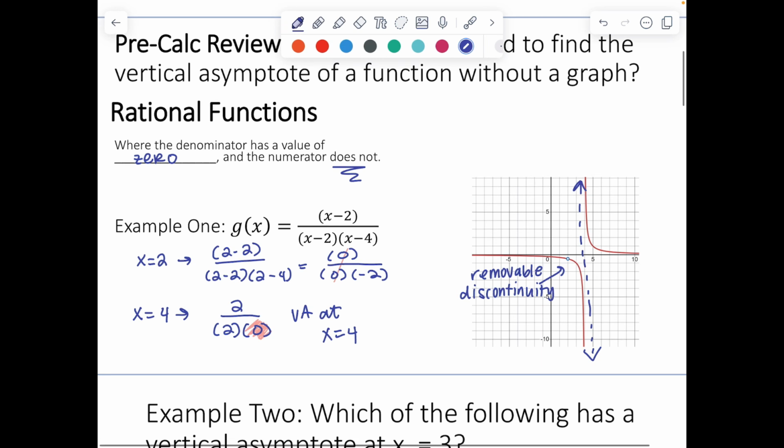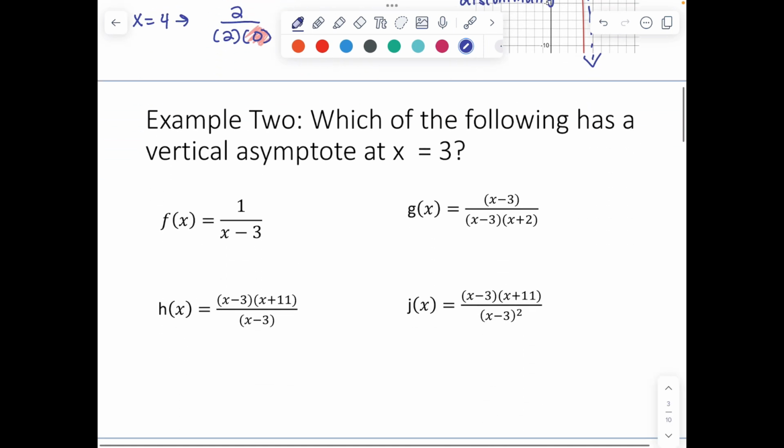So looking at these examples real quick, I want you to think for a second and feel free to pause it. But which of the following has a vertical asymptote at 3? So I'm just going to keep going through it. But if we look at f of x, if I plug in 3, I get 1 over 0. And so there is a vertical asymptote at x equals 3.